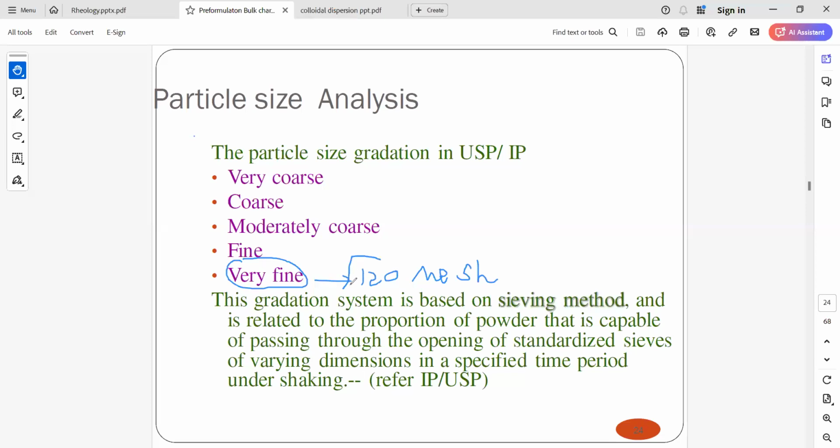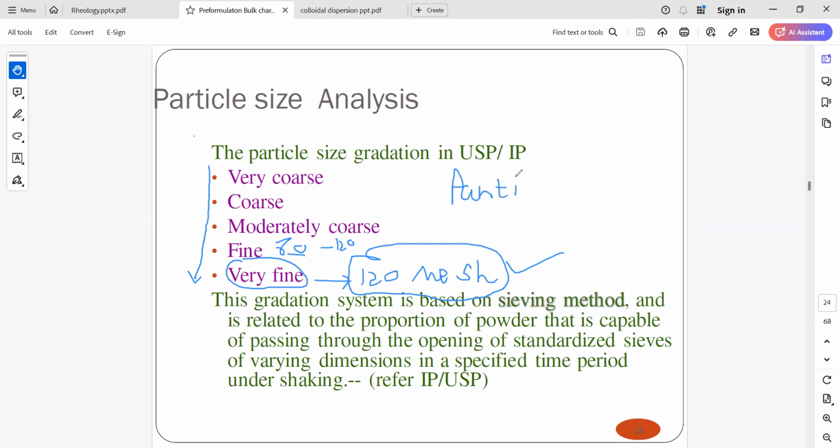So this one is very important because in 2021 and 2023, this MCQ has been asked 2 times. So what is the sieve size for very fine? Fine, I think, is around 80 to 120. Then moderately coarse, coarse and very coarse. It means that as you move downwards, the particle size will be lesser, so the sieve number would be higher. You can solve the MCQ in that way.